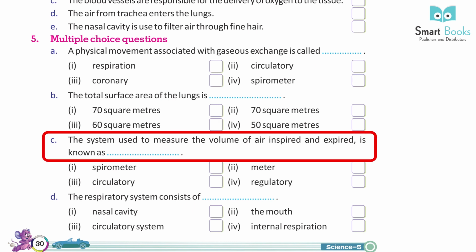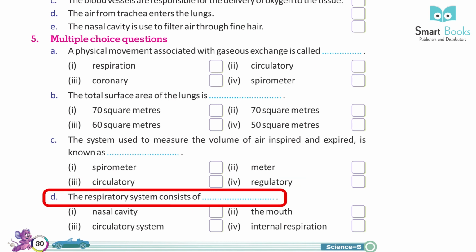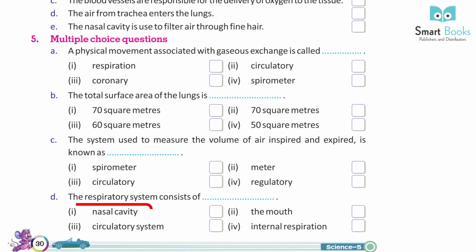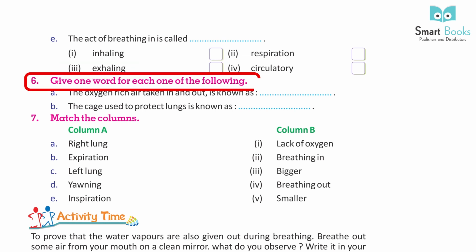C. The system used to measure the volume of air inspired and expired is known as dash. 1. Spirometer. 2. Meter. 3. Circulatory. 4. Regulatory. D. The respiratory system consists of dash. 1. Nasal cavity. 2. Mouth. 3. Circulatory system. 4. Internal respiration. E. The act of breathing in is called dash. 1. Inhaling. 2. Respiration. 3. Exhaling. 4. Circulatory.